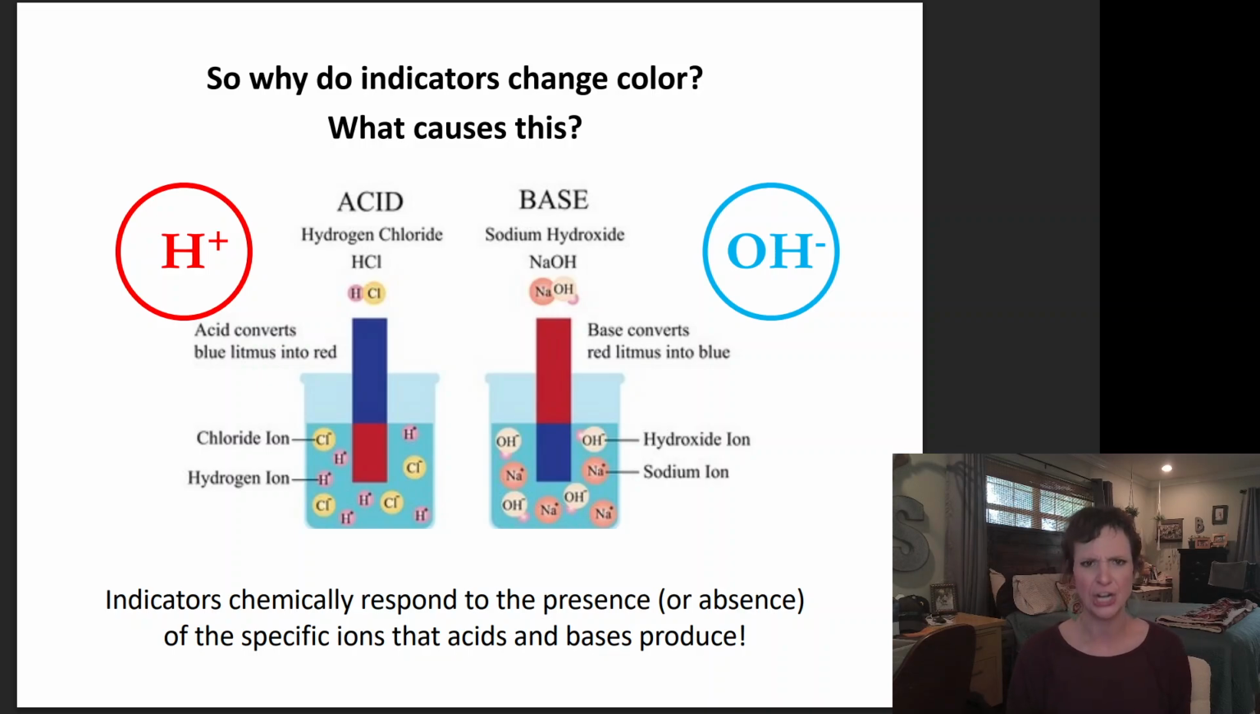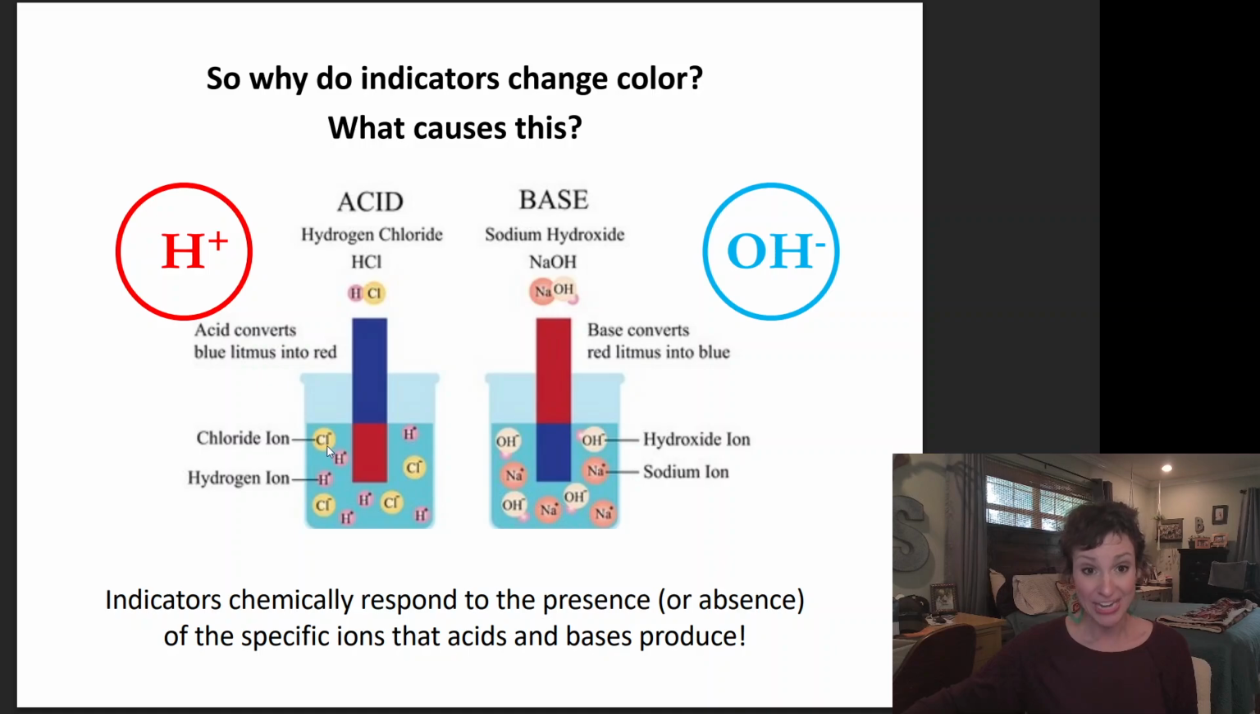Why are we turning colors? What causes this? The indicators themselves chemically react and respond to the presence or absence of these ions that the acids and bases produce in solution. So what is actually happening here when I stick litmus paper into an acid solution?